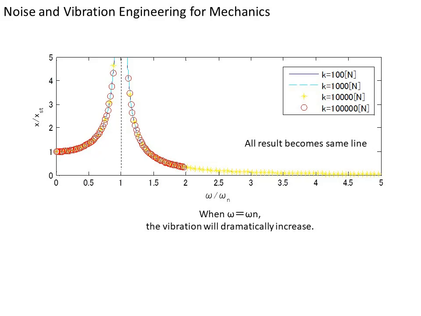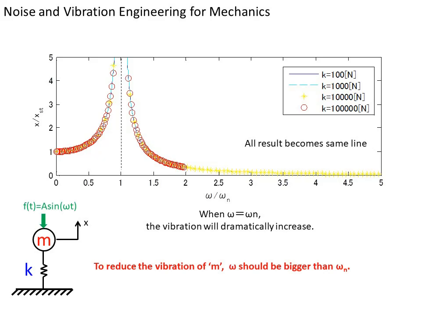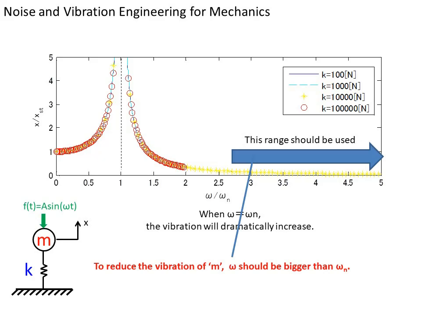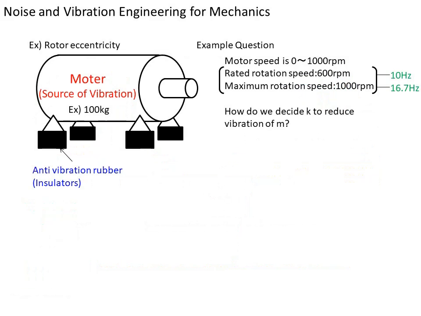Then, when the frequency ratio is 1, which means the resonance frequency of the motor and the motor rotation frequency are matched, the vibration will be increased. On the other hand, when the frequency ratio is 2 or more, the vibration will be decreased. Thus, to reduce the vibration of the mass, the rotation frequency of the force frequency should be bigger than the resonance frequency.